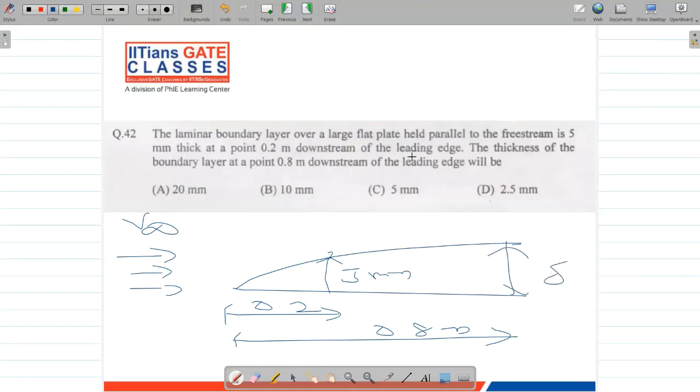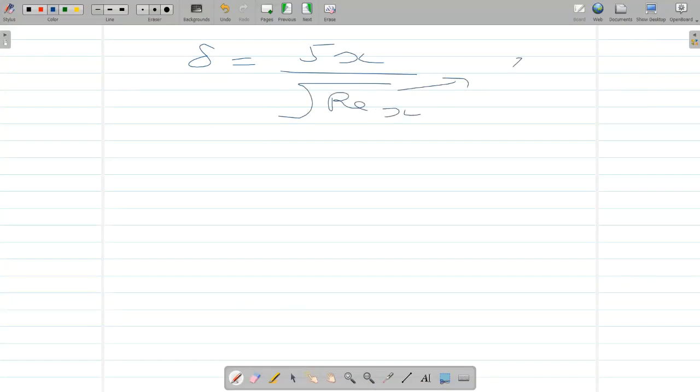Let me call it delta. It's a very simple problem. You just need to keep in mind the Blasius solution for laminar boundary layer thickness, which is given by 5 x by root Re x, where Re x is nothing but the Reynolds number based upon your physical distance x, that is the distance from the leading edge. And rho and v are the density and velocity of the free stream.